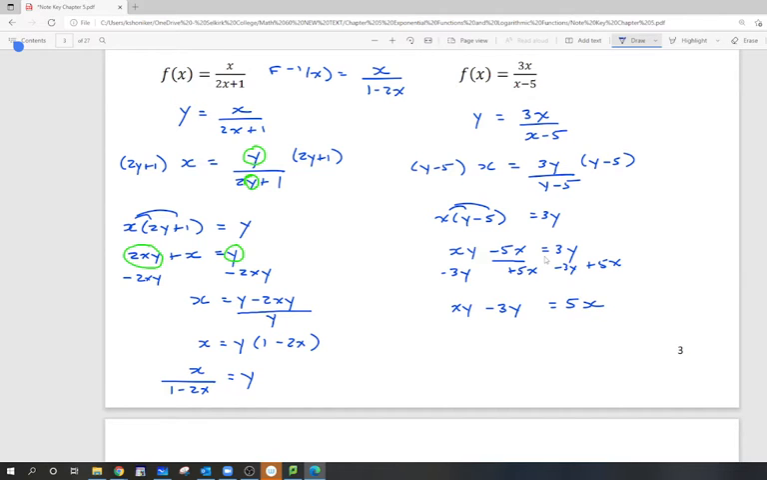Now saying that, if you went the other way, it's okay, right? You would end up with negative 5x equals 3y minus xy, but you're not going to like the look of the answer as much as you're going to like this one.